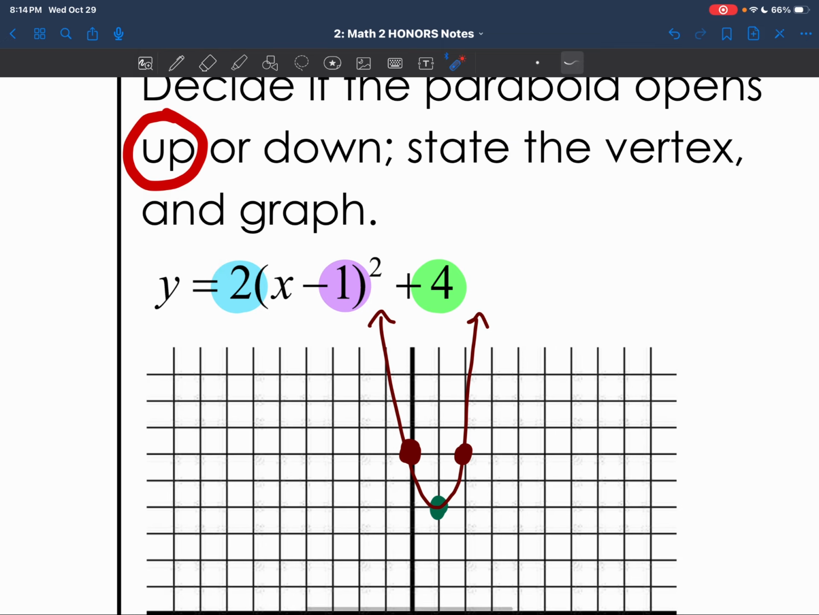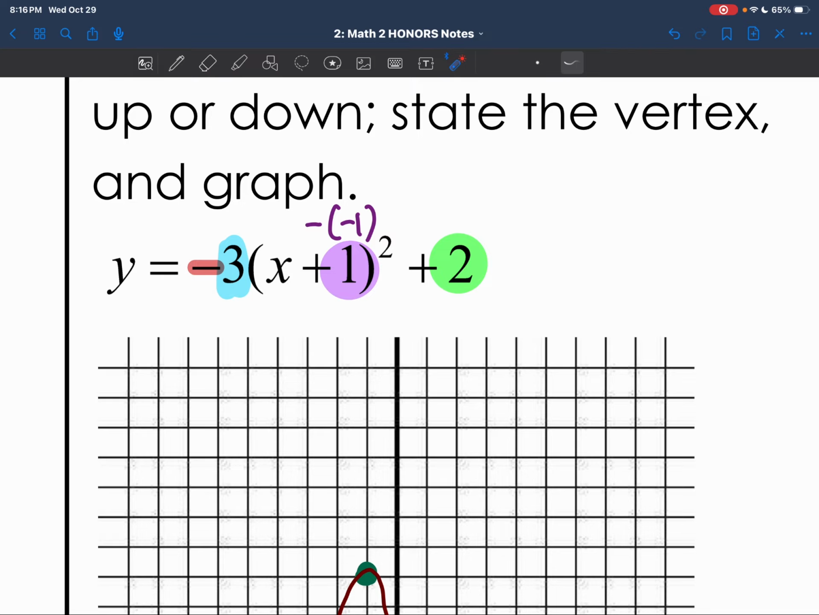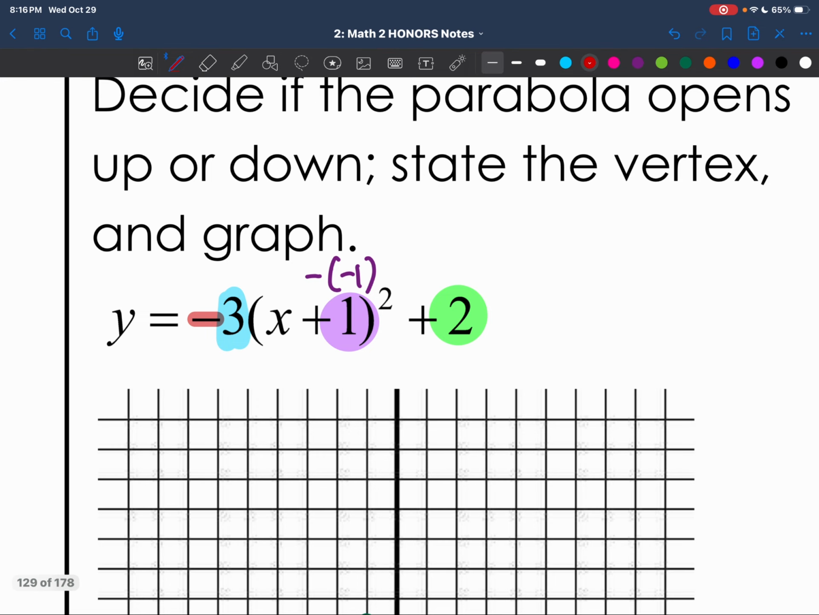All right, now here I want to do this one because it says decide if the parabola opens up or down. Well, if you notice here, a is negative. So since a is negative, it's going to open down.